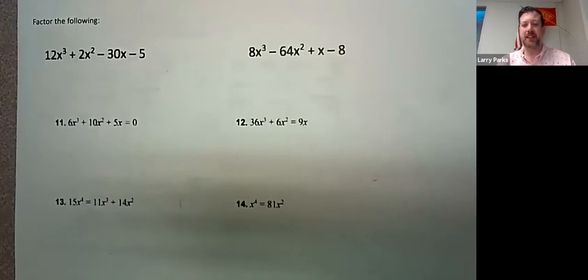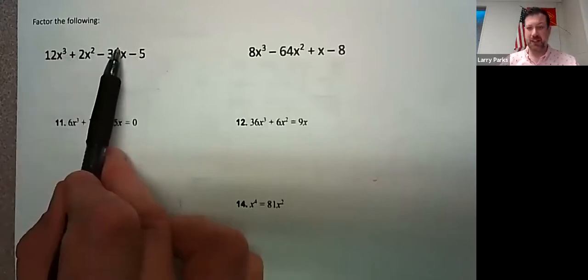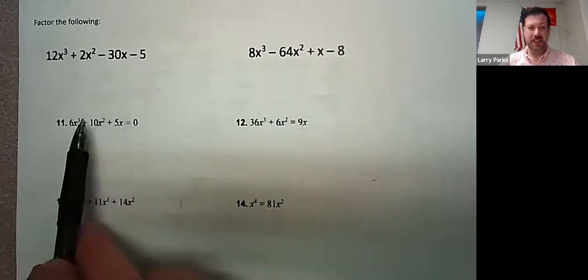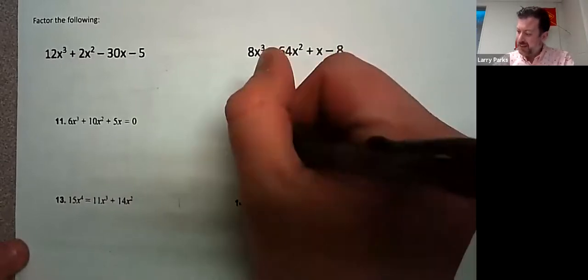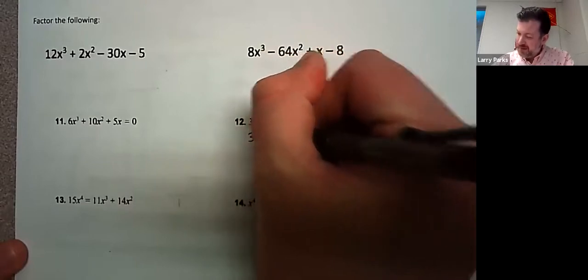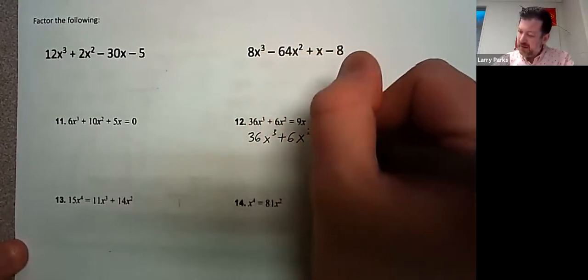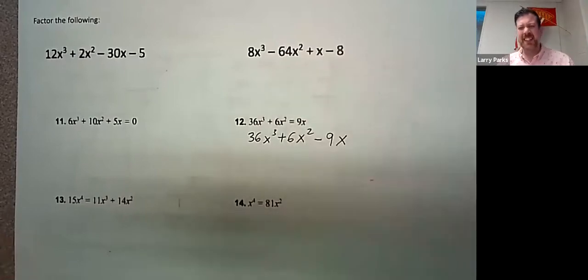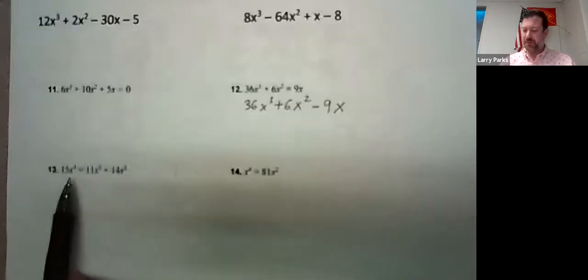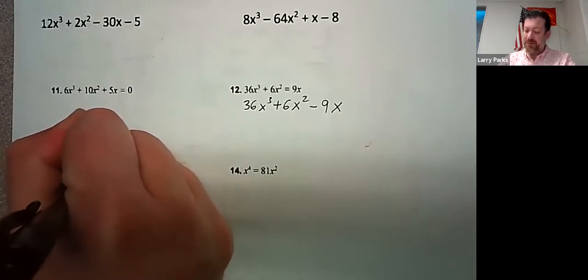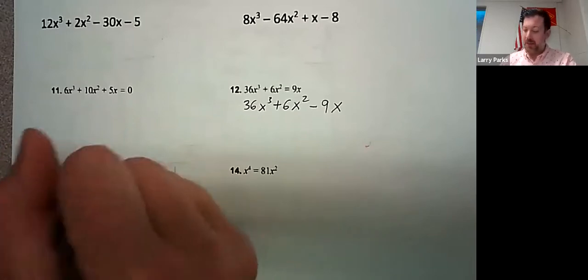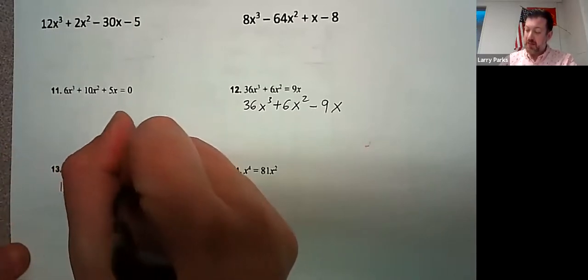The key when you're factoring, first thing I would do is get everything to one side. This one, everything's to one side. This one, everything's to one side. Here, everything's to one side. This one, 9x needs to come over. Let's do that real fast. And technically that would be equal 0, but we're not solving these, so I'm not going to worry about it. Here, I need to get both of those to the other side. Remember, if you bring it to the other side, it changes signs. So that'd be minus 11x cubed minus 14x squared.